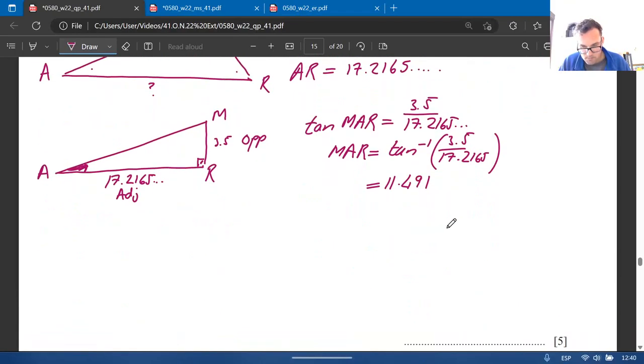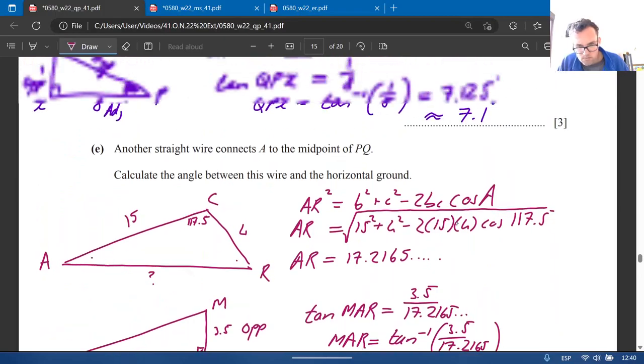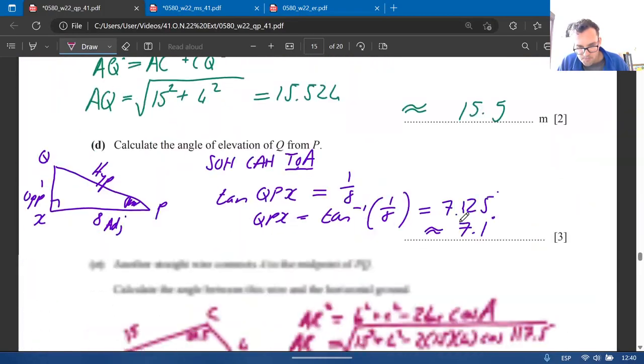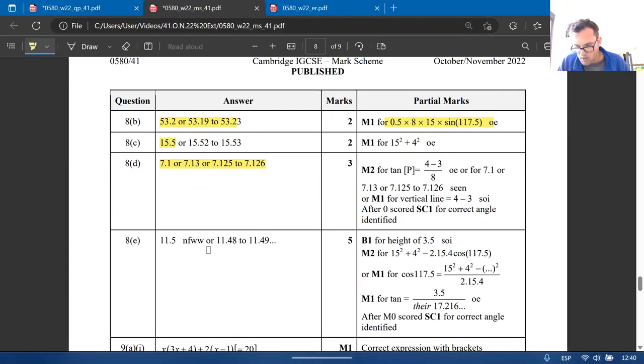Yeah, rounded to three significant figures, 11.5. What are these, meters? Anybody mention any units? Meters. Sounds like a reasonable answer. And that's what it is. Not from wrong working. Okay.